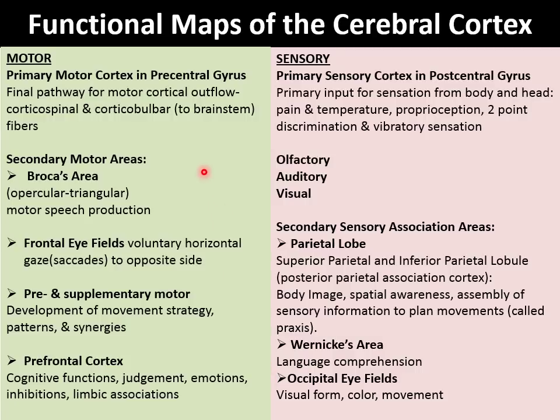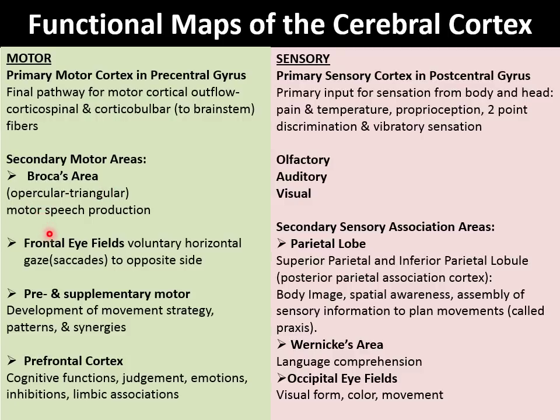For several of these functions, there are well-defined functional maps. The primary motor cortex in the precentral gyrus is among the most prominent, and that provides the final pathway for motor cortical outflow from the corticospinal and corticobulbar pathways: the corticobulbar going to the brainstem, the corticospinal going to the spinal cord. The secondary motor areas include an area that is defined as Broca's area. It is the opercular and triangular region, and it's involved in speech production.